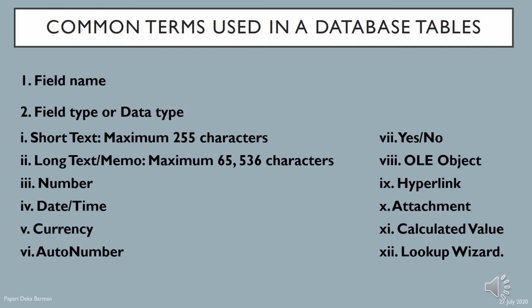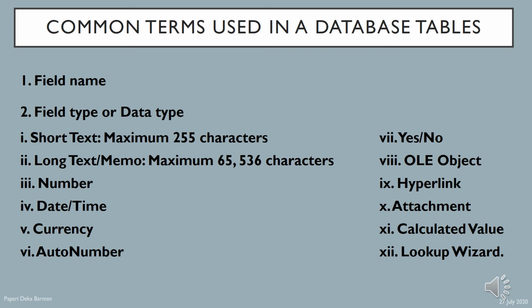Next, number 7 is yes or no. It takes only yes or no, or true or false, or on or off values. For example, a human can either be male or female. For that kind of option you can use the yes or no data type.